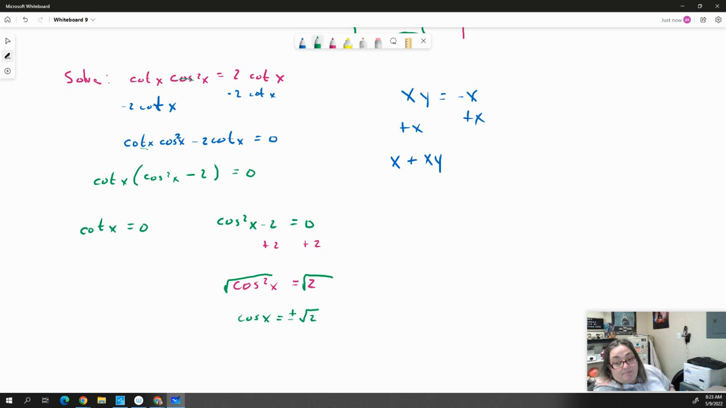What it means is that if I plugged in radical 2 for cosine of x, our solution would be 0. It doesn't matter, plus or minus. The cosine isn't squared anymore once we take the square root of both sides. So in the solution, it's not squared.